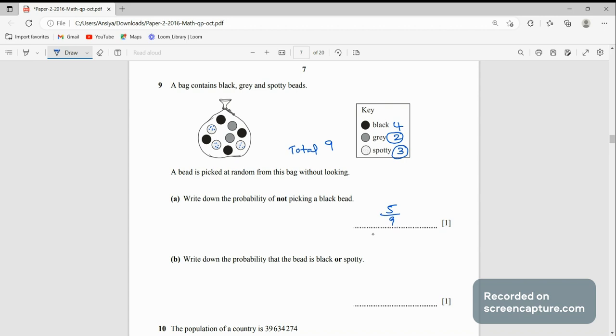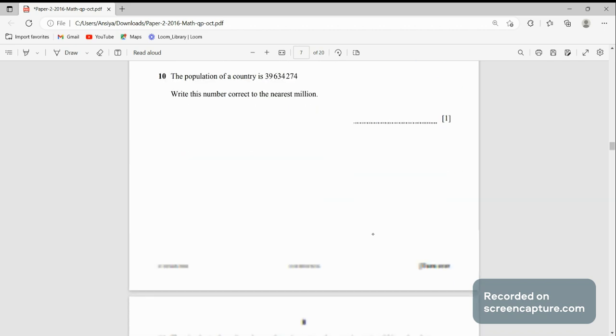Next, write down the probability that the bead is black or spotty. So it is black, 4 over 9, or, which means addition in probability, spotty, 3 over 9. So altogether 7 over 9 is the answer. Okay, that's simple probability. Next question.